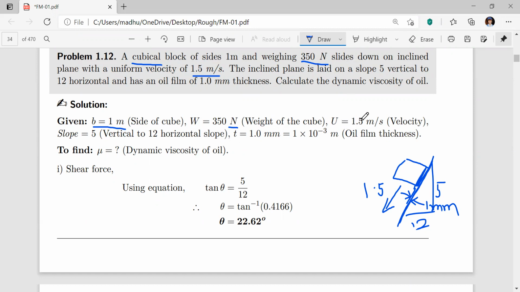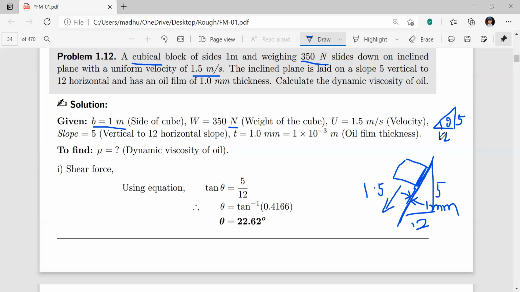U is equal to 1.5 meter per second. So velocity is 1.5 meter per second, the cube is sliding with that velocity. Slope is equal to 5 vertical to 12 horizontal. Theta you need to calculate. So he has given the slope like this, 5 vertical and 12 horizontal. So this is the theta.